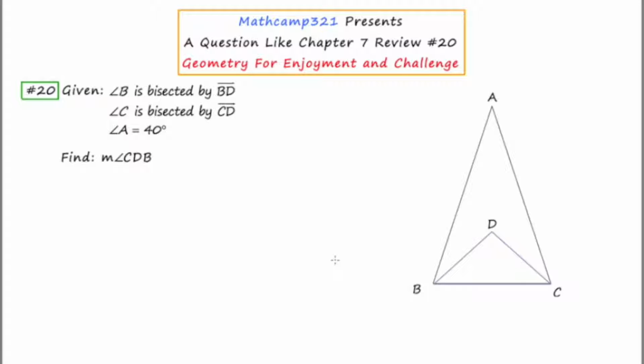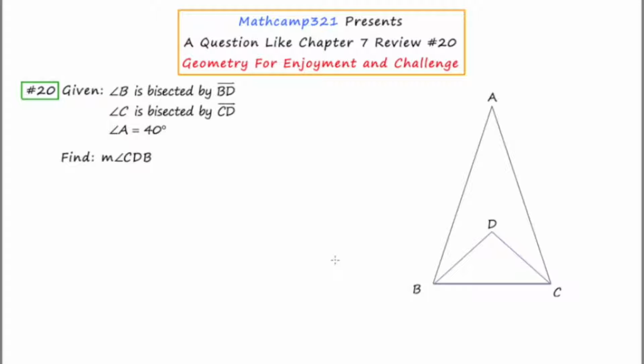MathCamp321 presents a question like number 20 from the Chapter 7 review from the book Geometry for Enjoyment and Challenge. In this question, they give us a diagram with a bunch of givens and they're asking us to find the measure of an angle. Let's go through each given, draw some conclusions, and maybe come up with some sort of plan for solving this problem.